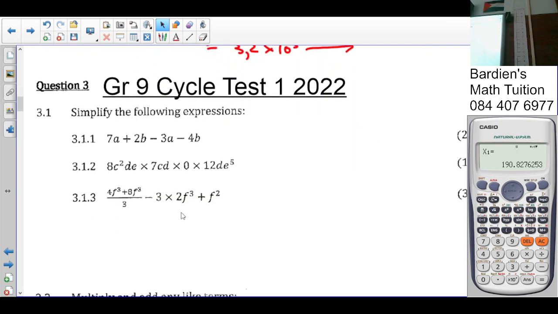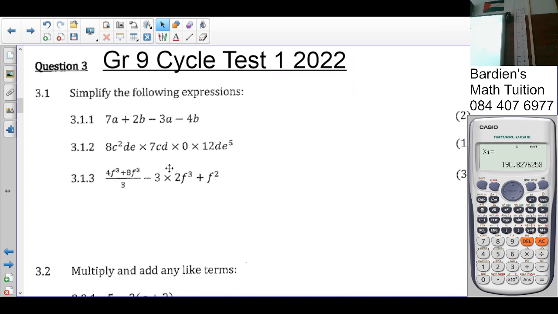So now we're looking at question 3. In question 3, the question says simplify the following expressions. So again, we look at grouping like terms here. 7a minus 3a is going to be 4a, and 2b minus 4b is negative 2b. Can we add or subtract 4a and negative 2b? No, you can't because they are unlike terms.